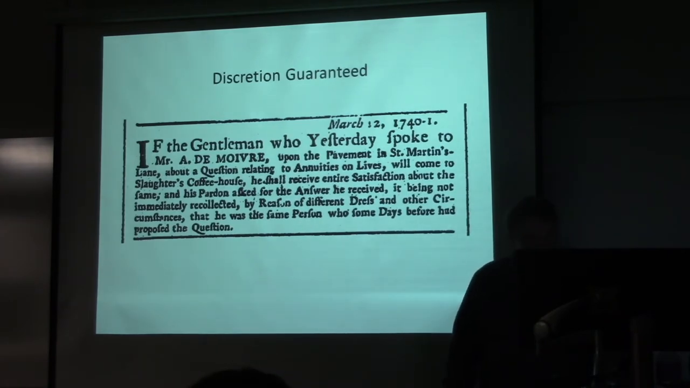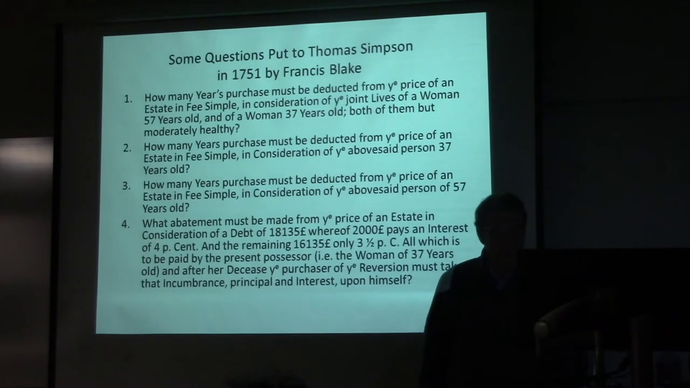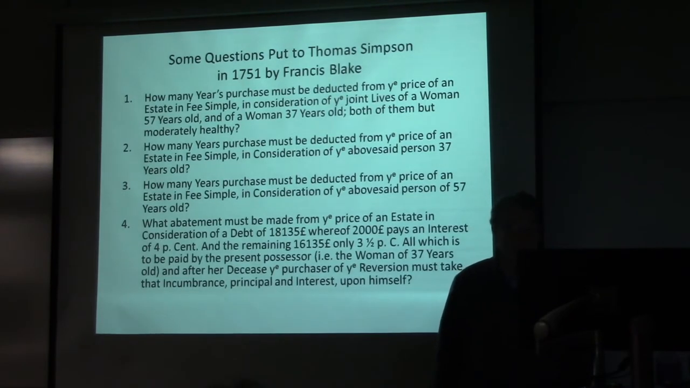Now, here's a consulting question that was put to Thomas Simpson. And again, it's not obvious that it relates to property, but it's probably related to some lease that these people held. How many years' purchase must be deducted from the price of an estate in fee simple in consideration of the joint lives of a woman 57 years old and of a woman 37 years old, both of them but moderately healthy? So that's basically the present value of an annuity on two lives.